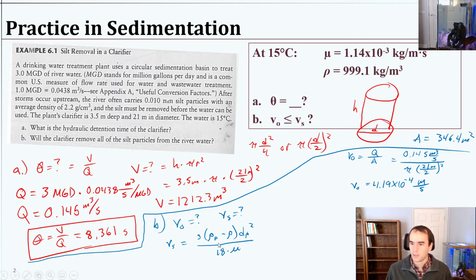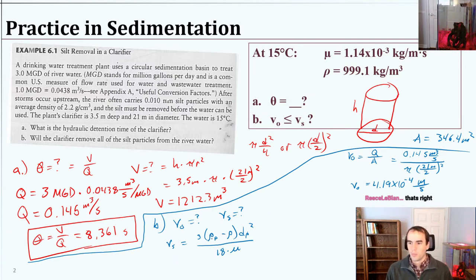Okay, and double check me here. This is rho p minus rho, right? Not the other way around. I think if it was the other way around, we'd get negative, and that would mean we're floating. So that should be right, as long as our particle is heavier than the water. Okay, so here we need to start putting in our numbers.